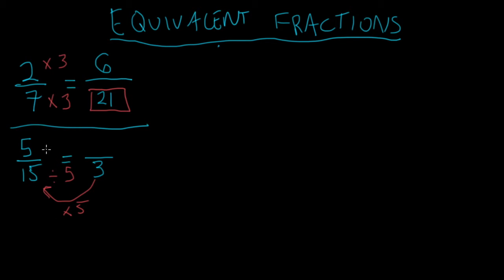So if we divide the bottom by 5, we also need to divide the top by 5. 5 divided by 5, any number divided by itself, gives you 1. So 5 out of 15 is equal to 1/3. And that would actually be how we reduce this fraction as well. All right, let's do another one.